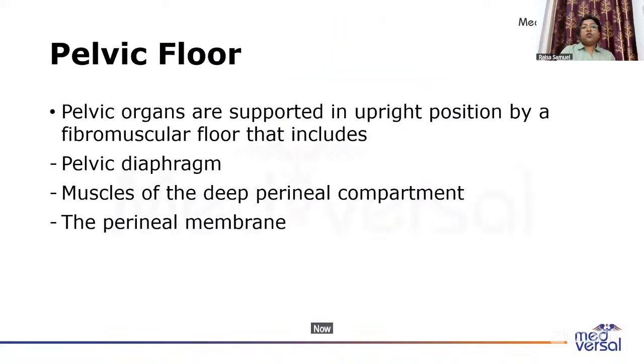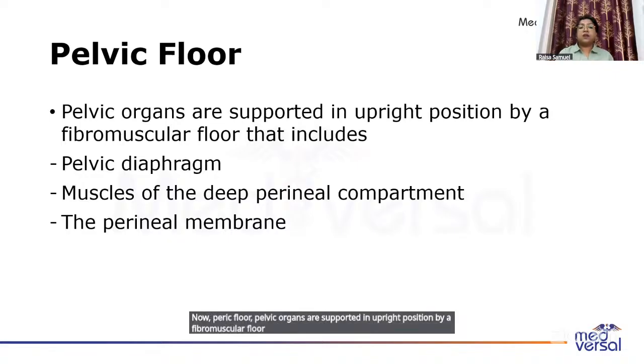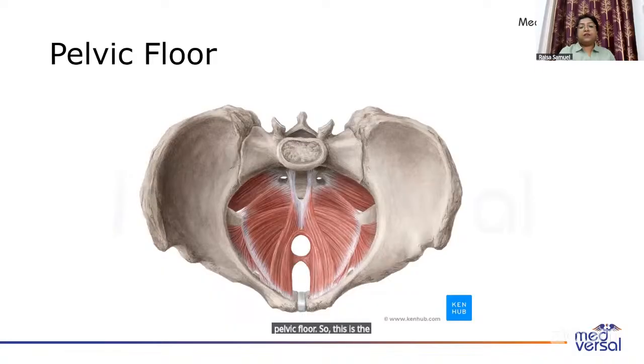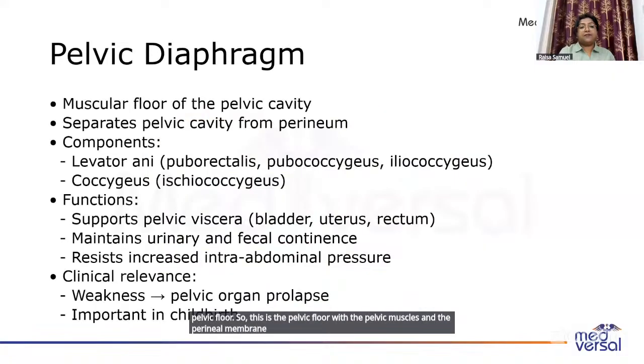Now, pelvic floor. Pelvic organs are supported in upright position by a fibromuscular floor that includes a pelvic diaphragm, muscles of the deep perineal compartment, and the perineal membrane. This will constitute the pelvic floor. So this is the pelvic floor with the pelvic muscles and the perineal membrane and the pelvic diaphragm. So what is a pelvic diaphragm? It is the muscular floor of the pelvic cavity. It separates pelvic cavity from the perineum.